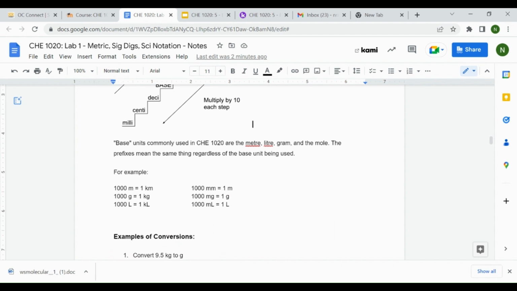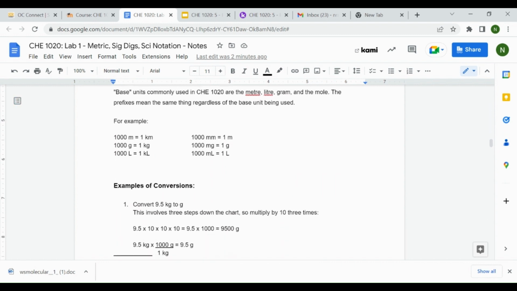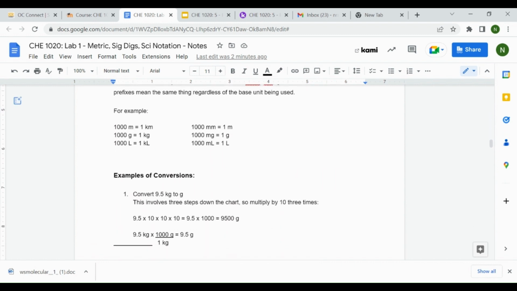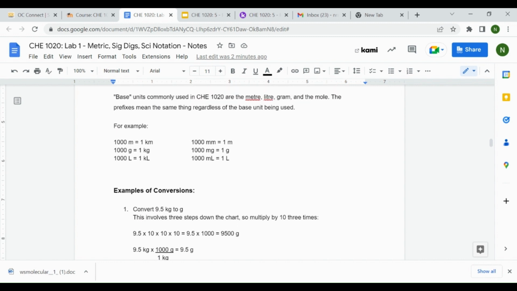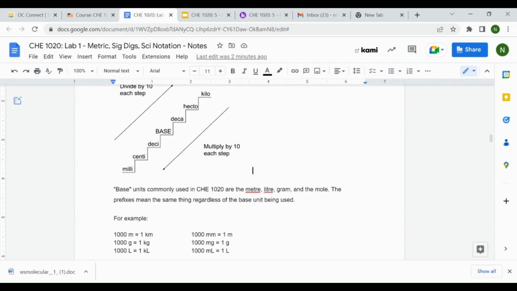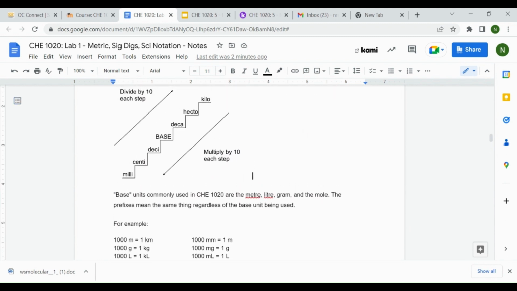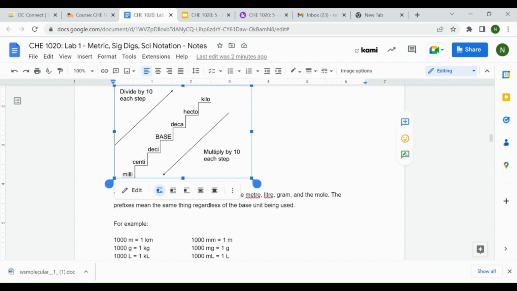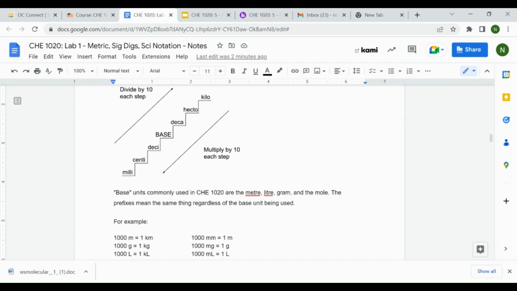So again, this is probably going to make a little bit more sense if we take a look at some examples. So again, 1,000 meters. If I wanted to use this stepwise illustration above, 1,000 meters. So meters is my base unit, so I would start in the middle here at the base, and then I would count how many steps it would take to get me to kilometers.